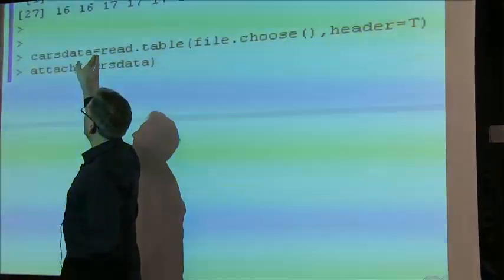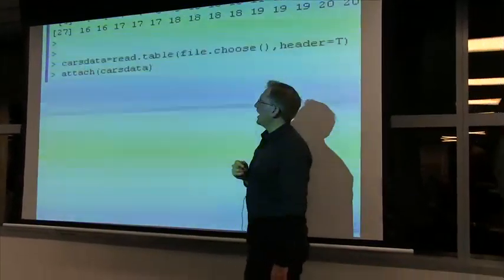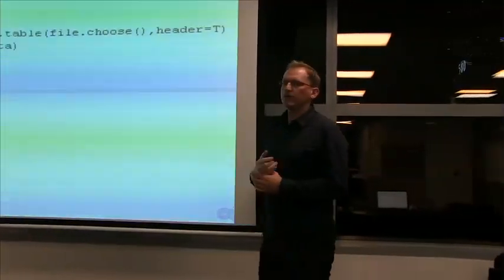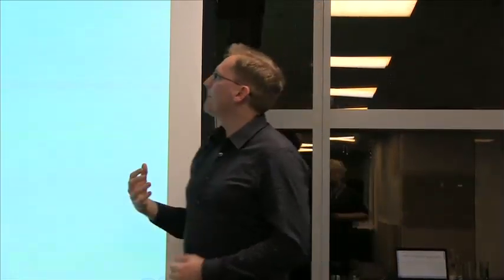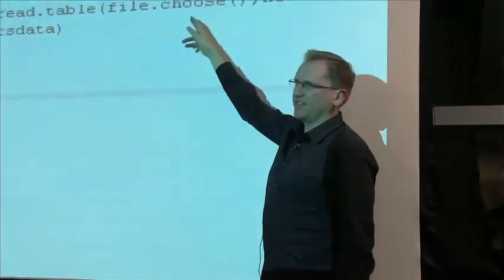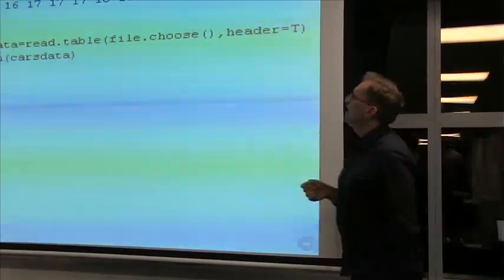When we're reading it in, you can see I've got an equal sign, and I've actually assigned it to a variable name. So if I was reading in a data file, I'd be assigning it, in this case, to something called cars data. Inside my brackets, there are lots of different options that I can put in there depending on the kind of data that I'm trying to read in.